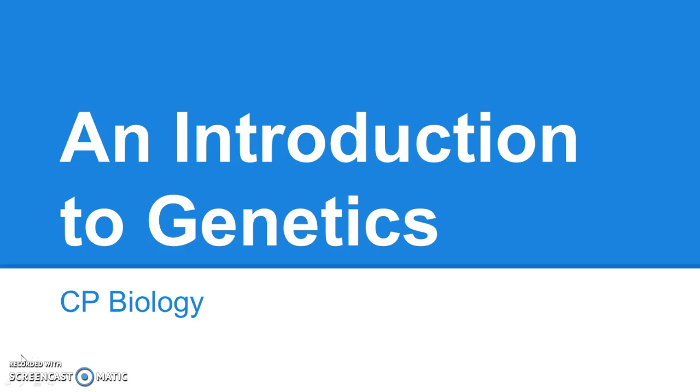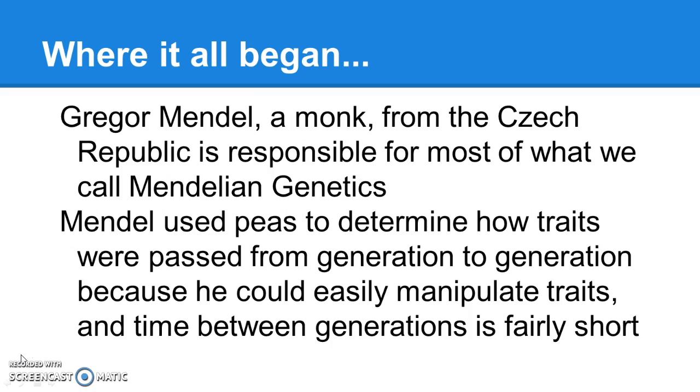We're going to talk a lot about Punnett squares now, and we're going to talk about how you get your genes, now that we've finished talking about DNA and what those genes do for us. So let's talk about first, where did this begin?